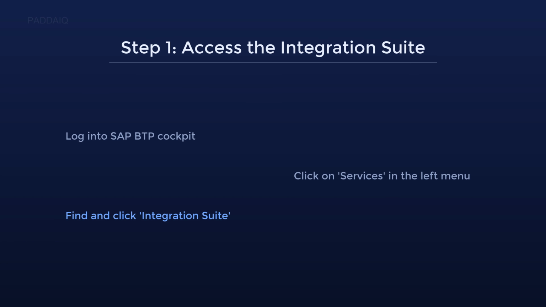Find and click Integration Suite. This means locating this service in the SAP BTP cockpit and selecting it to begin working. For instance, just like you'd open a specific app on your phone to use its features. This simple action is your direct entry point to all integration tools.